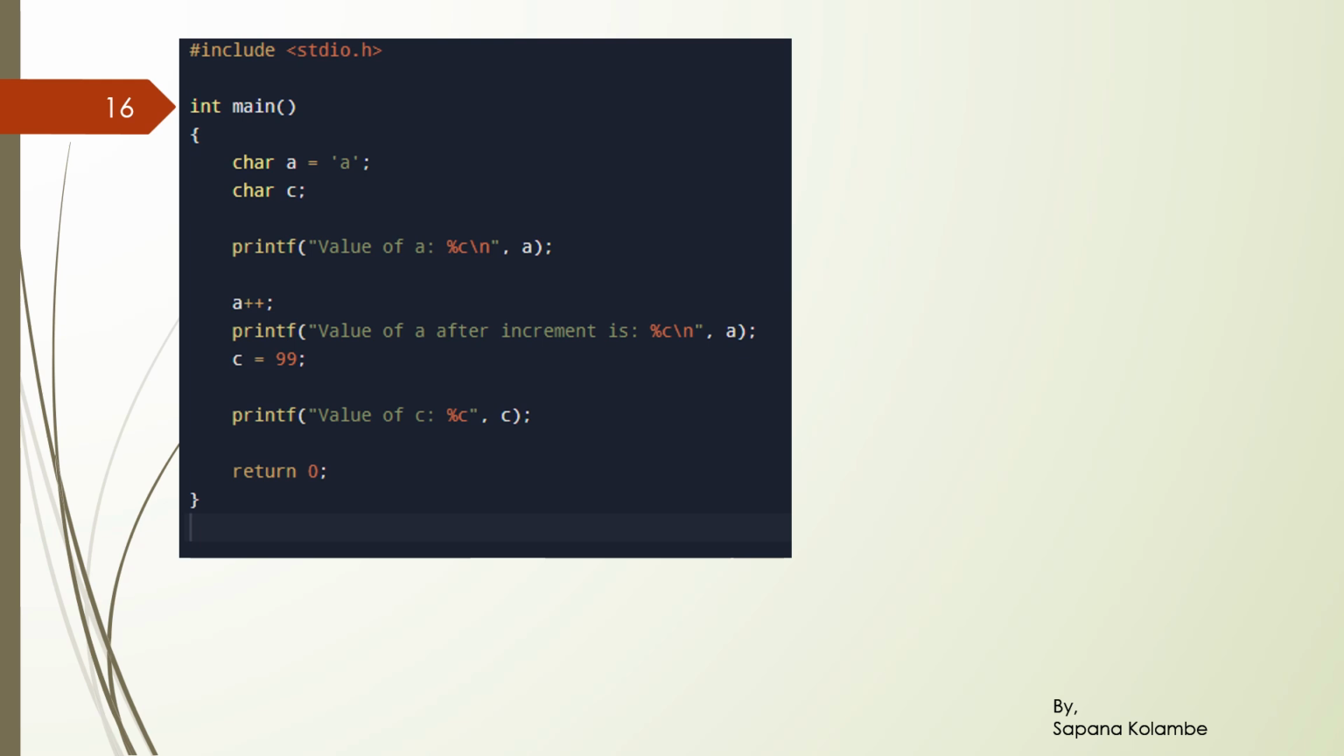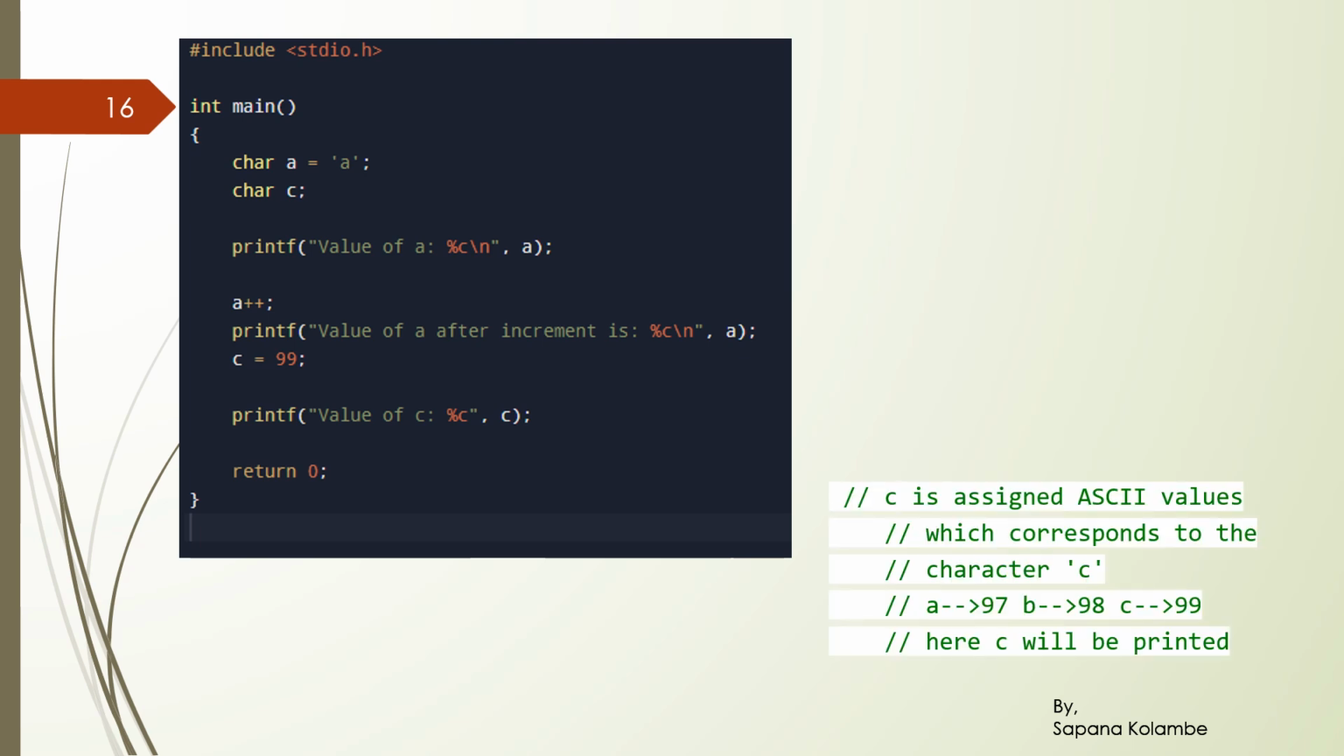Now same way, we are declaring the variable a with a value and displaying the value of it. We are incrementing and again displaying the value. It is the same as the previous one, meaning value of a is a, value of a after increment is b. Now I have assigned c equal to 99. Now c is a character variable, but the value assigned is 99. So 99 is the ASCII value of the character small c. So that's why whenever you say value of c, it will display c.